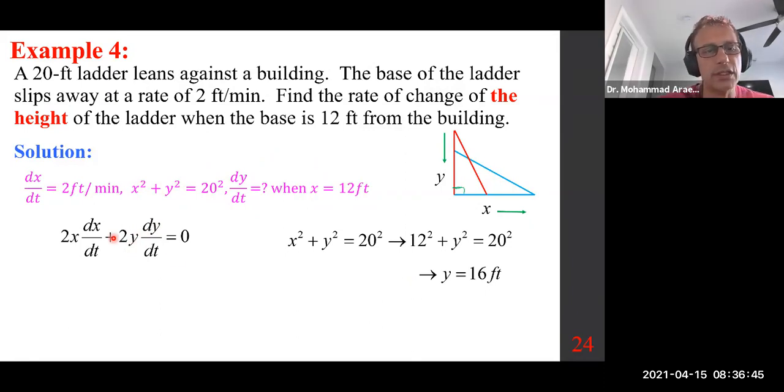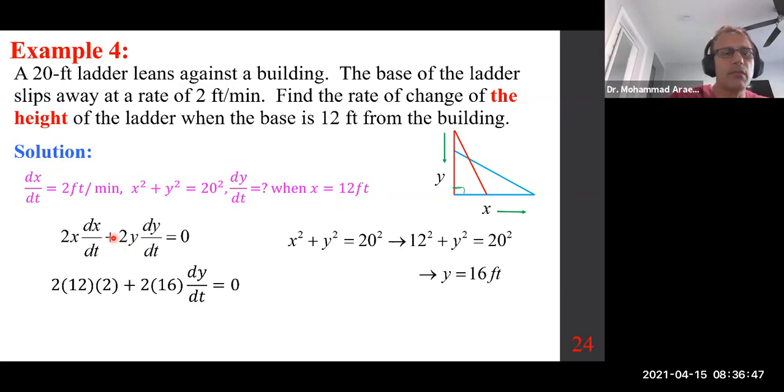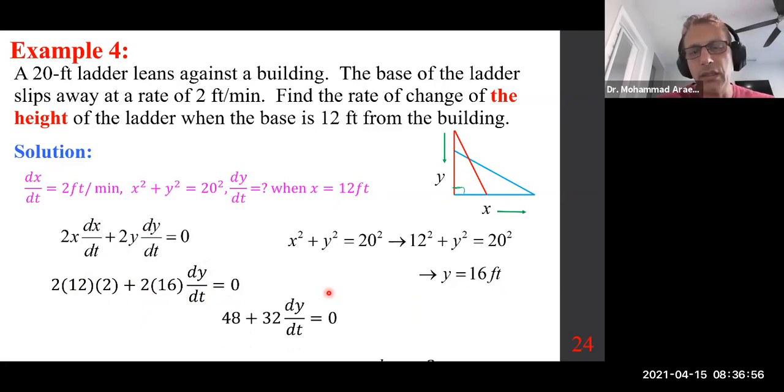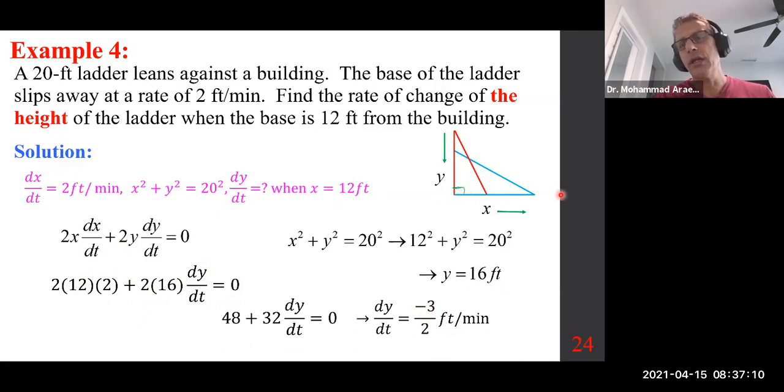We have everything. Let's put it in. x is 12, dx/dt is 2, y, we found it to be 16, 2 times 16, dy/dt is missing, we solve for it, and we end up with -3/2. Now, as far as the units are concerned, feet per minute, I want to discuss the sign. As you can see, x is increasing, dx/dt is positive, but y is decreasing, therefore dy/dt must be negative, and it is.